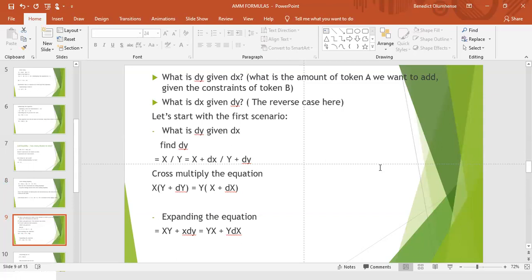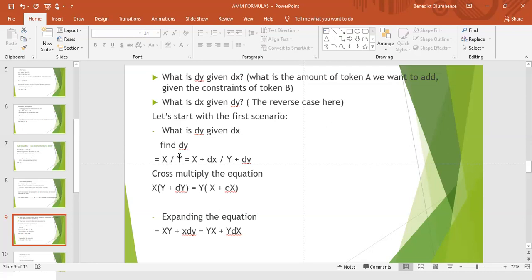So let's think about this a little bit. What is dy given dx? How much of token B do we want to add given the amount of token A we add? And also the reverse case: how much of token A do we want to add given a constraint of token B? So let's start with the first scenario. What is dy given dx? We need to find what dy is.